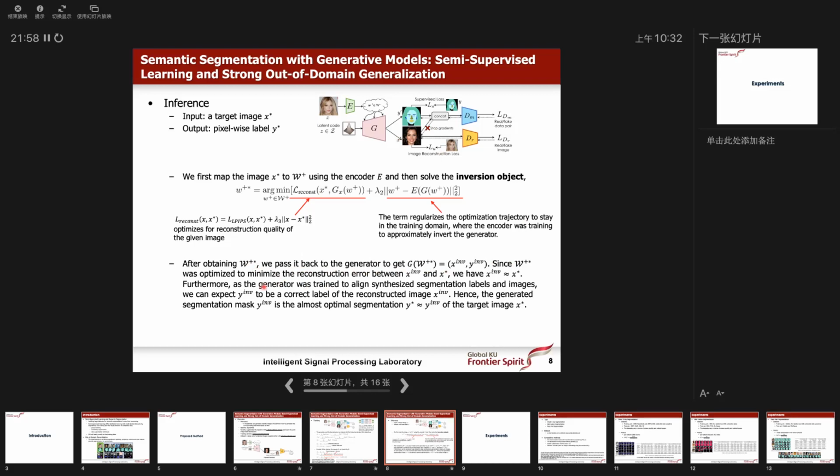And since W was optimized to minimize the reconstruction error between the X inverse and the X, it is realized by this function. And so we have this relationship. Furthermore, as the generator was trained to synthesize the segmentation label and the image, we can expect the generated Y will be a correct label of the reconstructed image X. So the generated segmentation mask Y is the almost optimal segmentation of the target image.